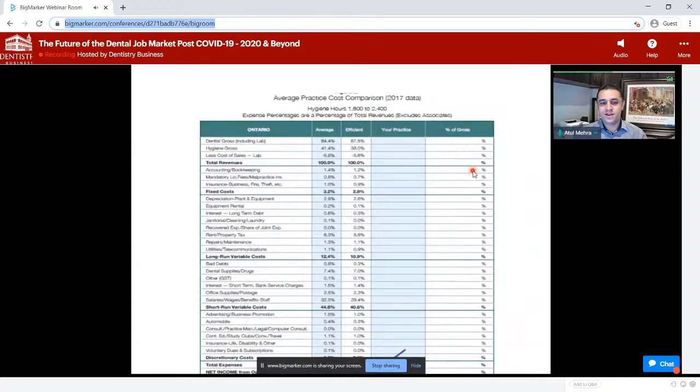This particular chart here just shows you some of the different categories of expenses that a dental office will incur. They've got their dental income and their hygiene income, but then they have to pay for their professional fees, their accounting, their bookkeeping, their licensing fees, their insurance, their rent, their repairs, their utilities. So it gives you a nice breakdown of the different categories of expenses that are deductible and need to be considered when you're running a business.